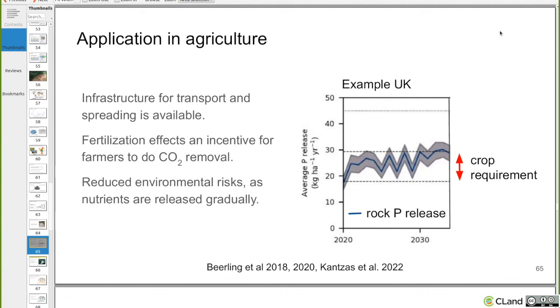And the environmental risks of these rock dusts are lower than for mineral fertilizer because they're released gradually. So you don't have these peaks in availability where it's then flushed out. And as I have shown in modeling work with ORCHIDEE, this is greatly reduced.